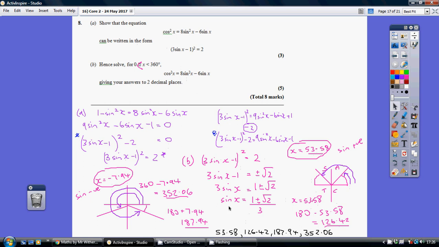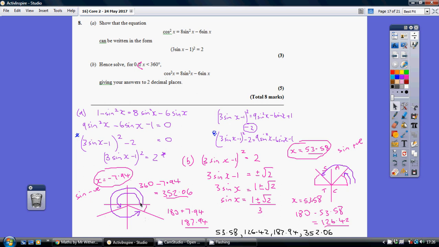However, when sin x was negative, our 1 minus root 2 over 3, the calculator gave us a solution of minus 7.94 degrees, right down here. Now, that is not going to be one of our final answers, because we only need to give answers between 0 and 360, but it's our starting point. So when is sin negative? It's negative in this third and the fourth quadrant.